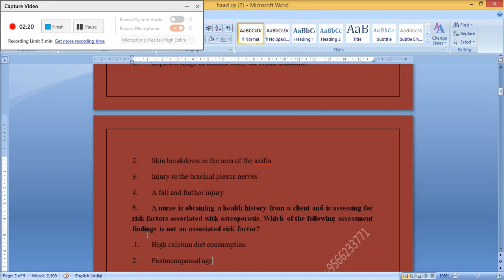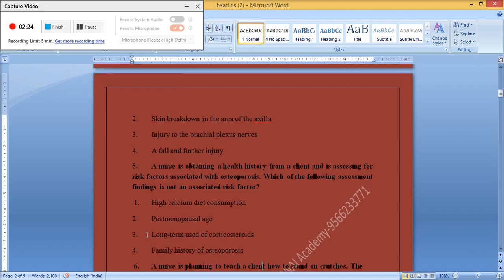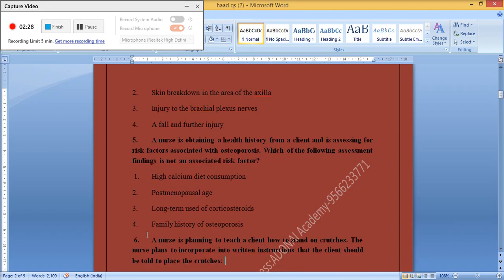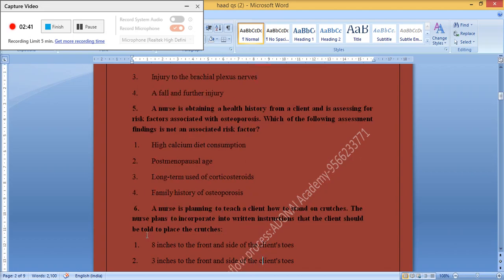5. A nurse is obtaining a health history from a client and is assessing for risk factors associated with osteoporosis. Which of the following assessment findings is not an associated high risk factor? 1. High calcium diet consumption. 2. Postmenopausal age. 3. Long term use of corticosteroids. 4. Family history of osteoporosis. The correct answer is 1. High calcium diet consumption.